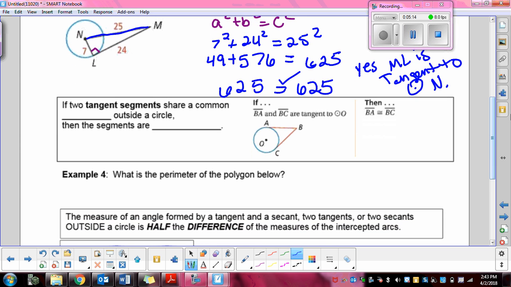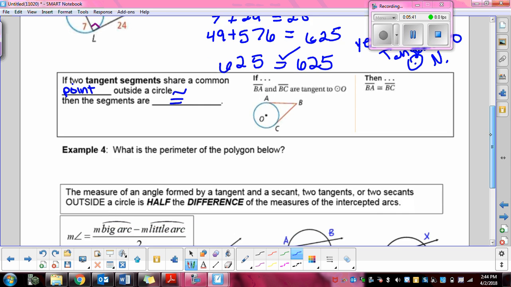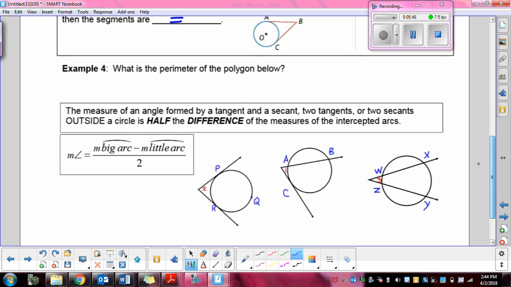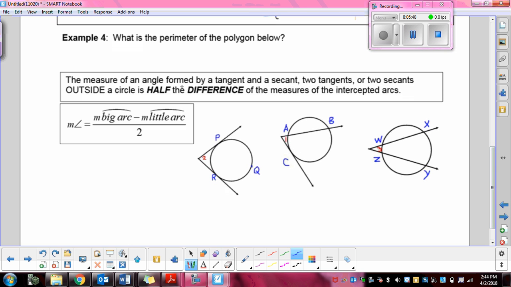It says if two tangent segments share a common point outside the circle, then the segments are congruent. This is very important. So this segment is AB and this segment is CB. Since they intersect at B, then the distance between B and A, say this is 5, then this one would have to be 5 also. So they love to give you this with polygons. I think I do not have that one. I'll show you guys in class. I think it is on your notes. So let's look at this one.